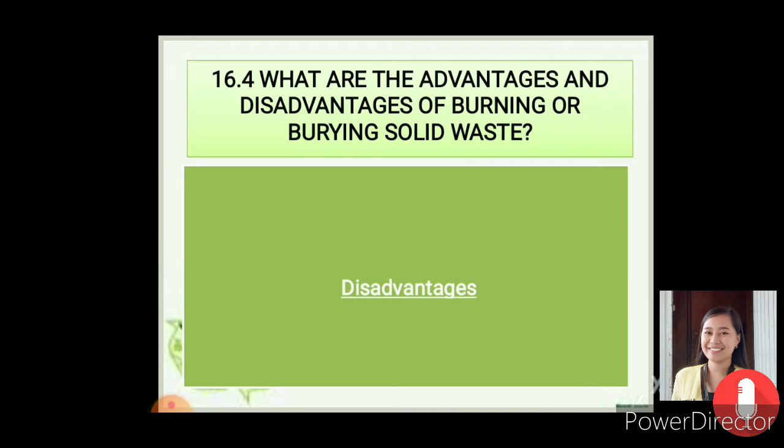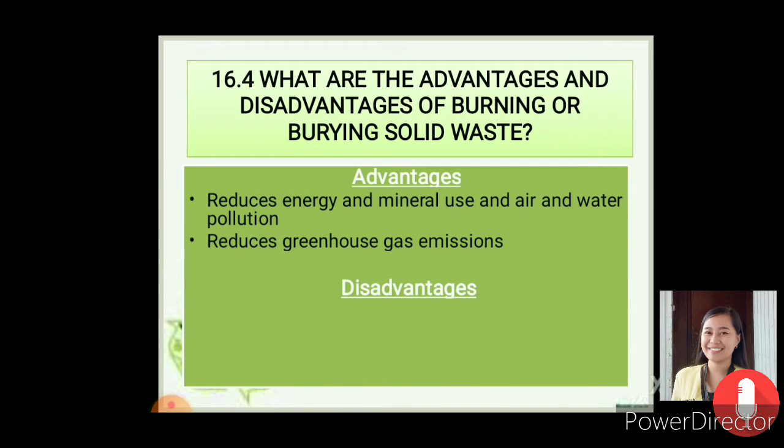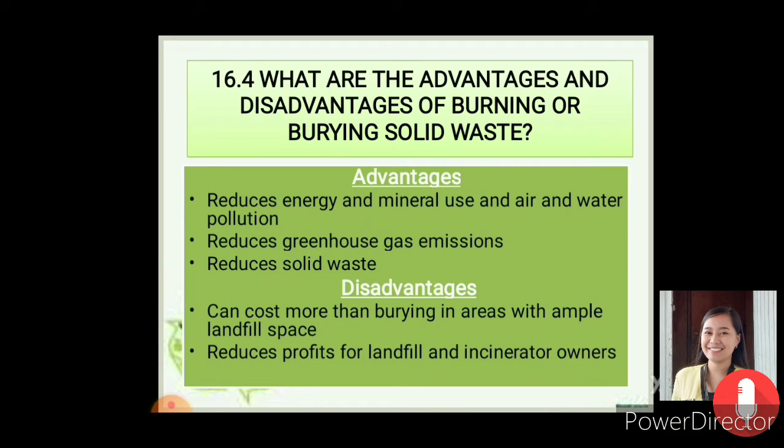So, the concept of 16.4: technologies of burning and burying solid waste are well developed, but burning can contribute to air and water pollution and greenhouse gas emission, and buried waste can contribute to water pollution. Some of the advantages are: it reduces energy and mineral use and air and water pollution. Second, it reduces greenhouse gas emission. And third, it reduces solid waste.